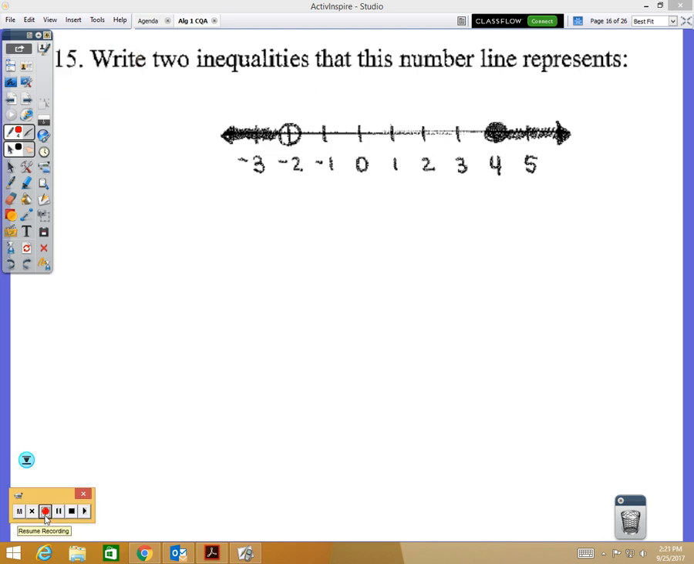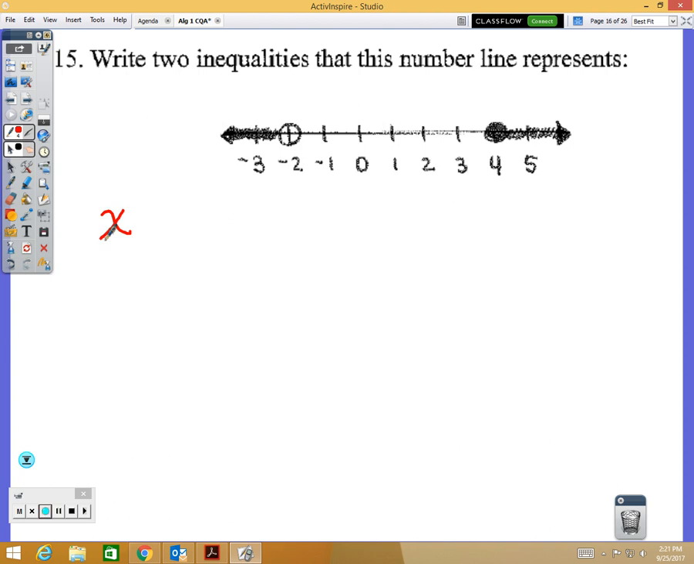Okay, so question number 15. Write two inequalities that this number line represents. So this would be a number line that represents one of those OR compound inequalities that have an OR. Okay? So pick a variable. I don't care what variable it is.